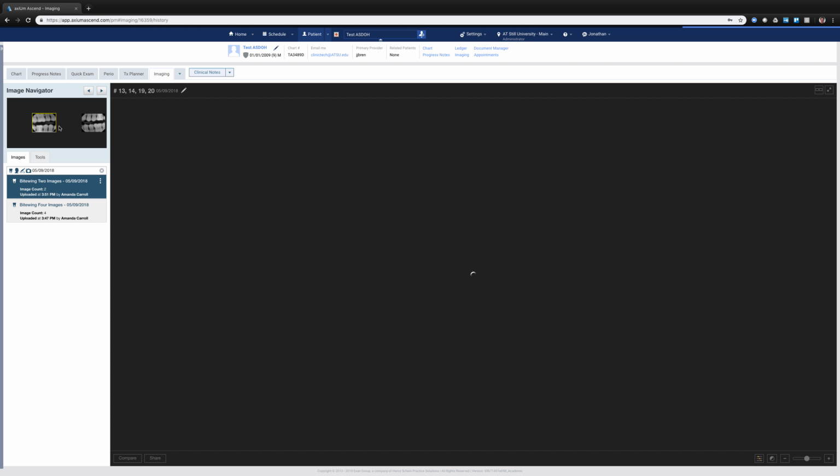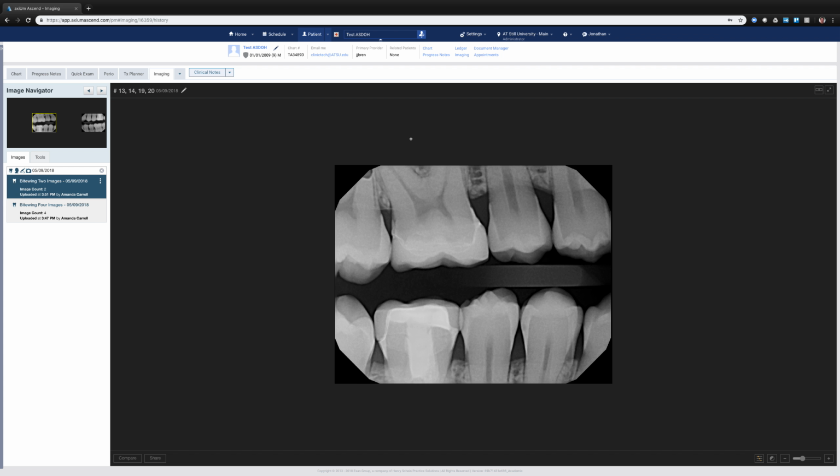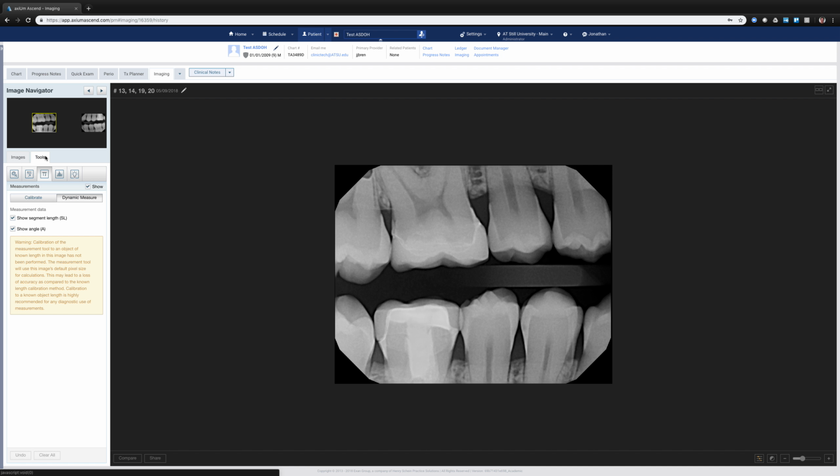So as I look at that, axiUm Ascend knows the size of those sensors, and because of that, when I come over to Tools, now instead of having to calibrate, there's a little bit of a warning here, just saying that unless you actually take the image with an object of a known length and calibrate, it's not a precise or exact science. But what's nice about this is it's giving an opportunity for you to be able to come into any of these images and actually take a measurement.